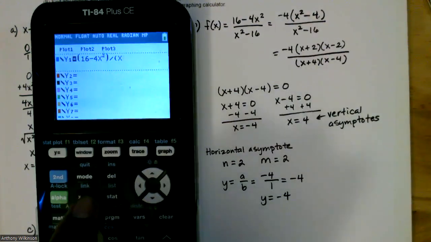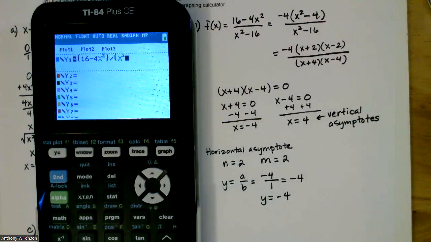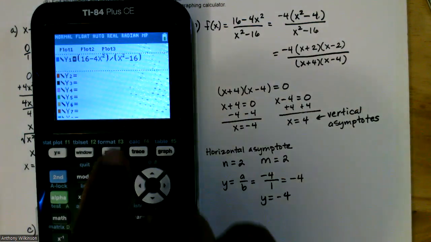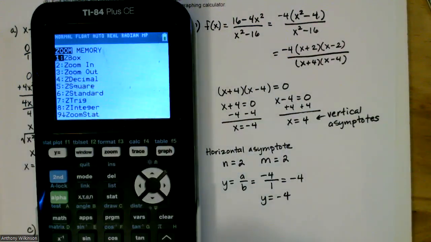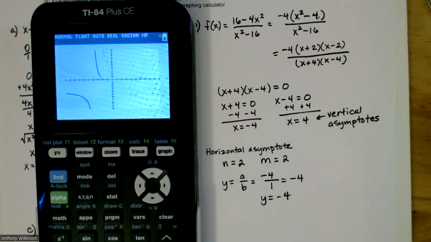X squared: press the X,T,theta key for the x, hit your x squared button to square it. Minus 16. Close parentheses. Now for the standard window, I'm going to press the zoom key and then select number 6 for the standard window, zoom 6. My calculator doesn't give me the vertical asymptotes here, but this is what the graph of that rational function f of x equals 16 minus 4x squared divided by x squared minus 16 will be. You'll choose the one that's similar to what you got on the calculator.